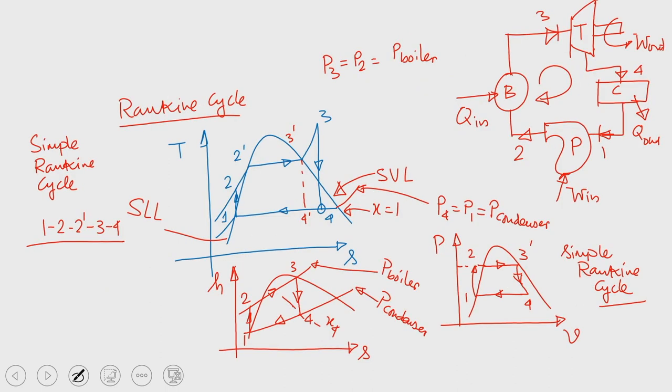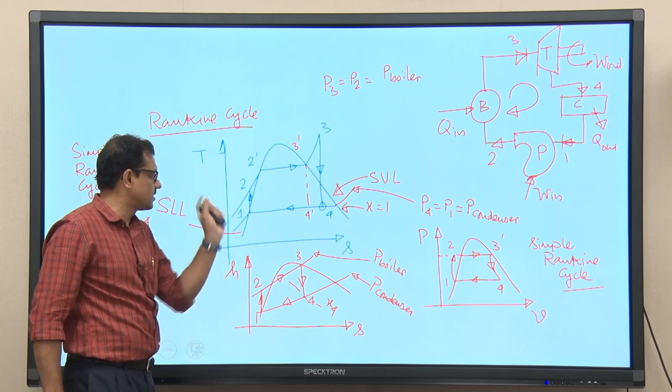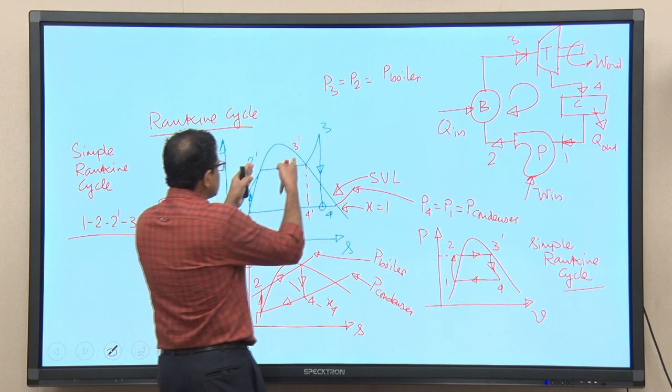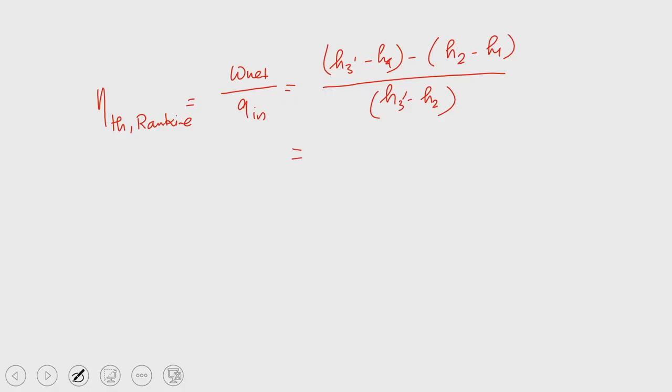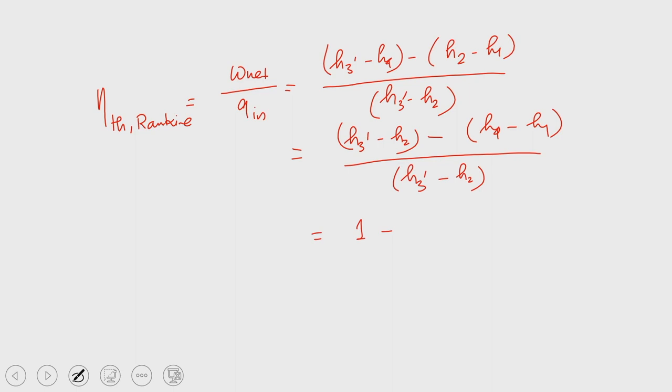because I am assuming that 1, 2, 2 prime, 3 prime, 4 prime is the simple Rankine cycle without superheating. So, there is no modification, just a simple ideal Rankine cycle. So, this is the amount of heat added following this line 2 to 3. Okay. So, we can write it as H 3 prime minus H 2 minus H 4 minus H 1 divided by H 3 prime minus H 2. So, it will be 1 minus H 4 minus H 1 divided by H 3 prime minus H 2. So, this is the expression of the thermal efficiency of the Rankine cycle.